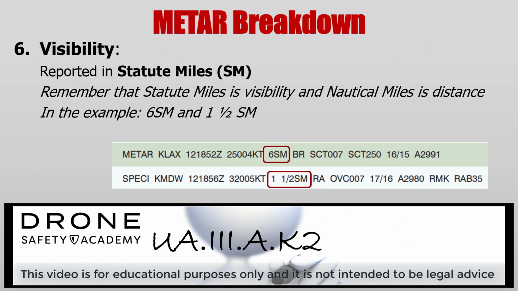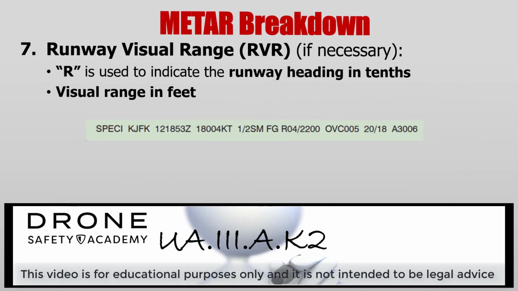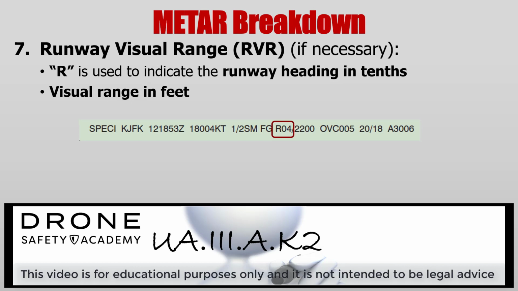Next is visibility, reported in statute miles. Remember that statute miles is for visibility and nautical miles is for distance. In this example, we have 6 statute miles and 1.5 statute miles. Here we have runway visual range, and R is used to indicate the runway heading in tenths, and the runway visual range in feet.